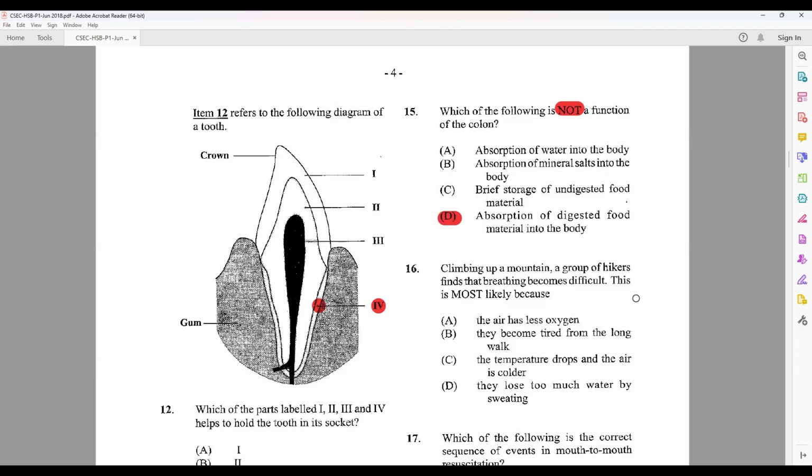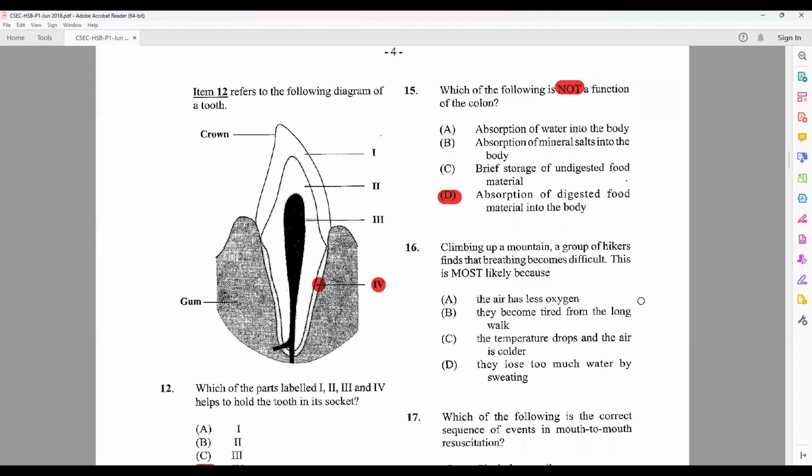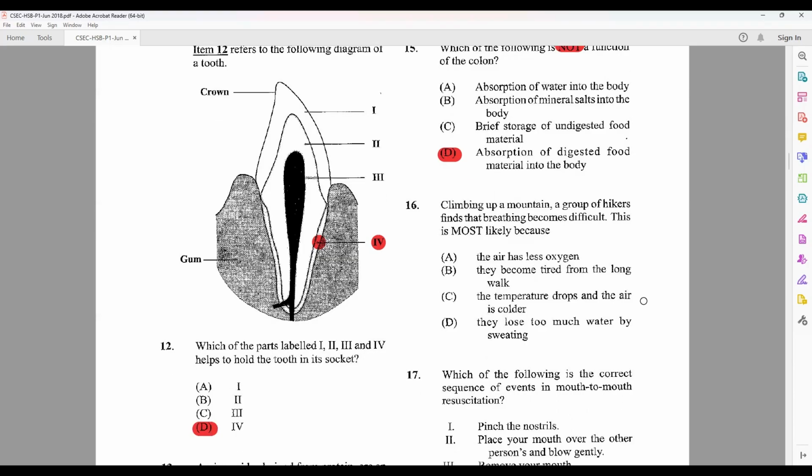Question 16. Climbing up a mountain, a group of hikers find that breathing becomes difficult. This is most likely because the air has less oxygen. Straight away, we know that is the answer. They become tired from the long walk? Yes, they do get tired, but still A is the best answer. The temperature drops and the air is colder? That's true, but it doesn't really pertain to the question. They lose too much water by sweating? That's just true. They're just stating true things here. All right, so A is the answer.